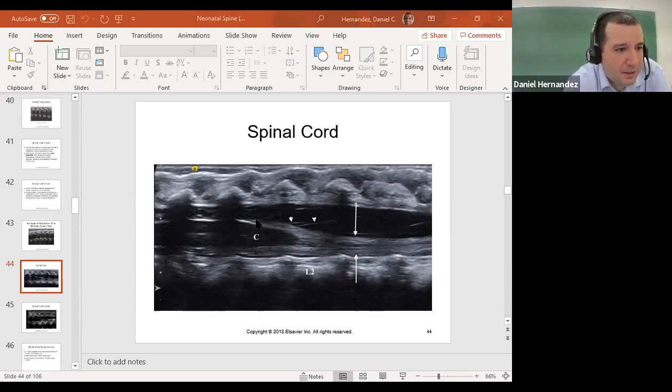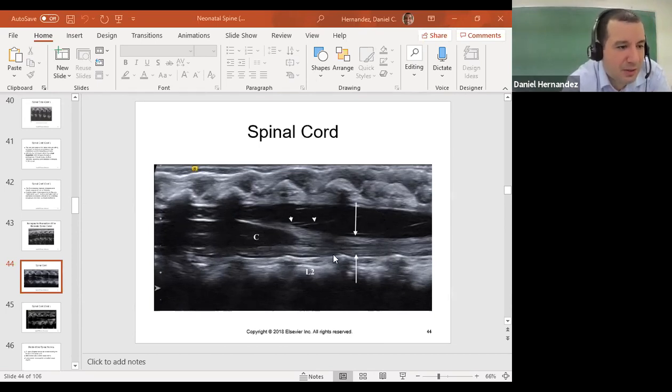And another thing to notice is that it's lying anteriorly. So this baby is lying on its stomach. The back is up, so the cord is dependent. It's lying down, going where gravity is taking it. So this is the baby's back, and the cord is lying anterior. So this cord is going to be free moving.